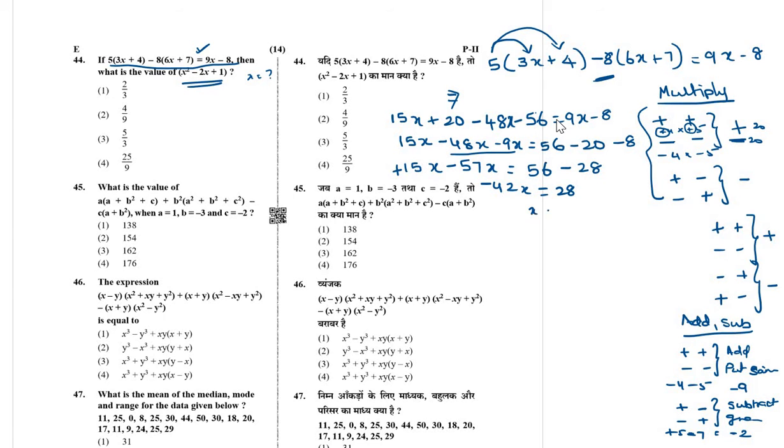So x is equal to minus 28 by 42. That is, 4 sevens are 28 and 6 sevens are 42. So minus 2 by 3. The answer is minus 2 by 3. The x value is minus 2 by 3. But our question is not the x value. You have to find this expression's value.